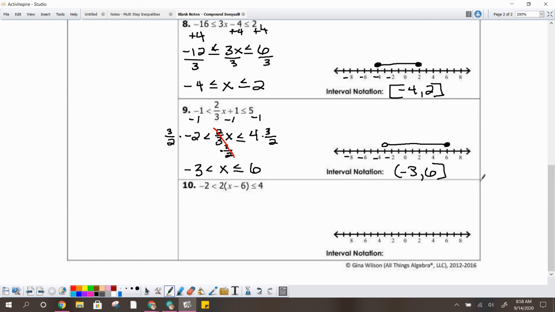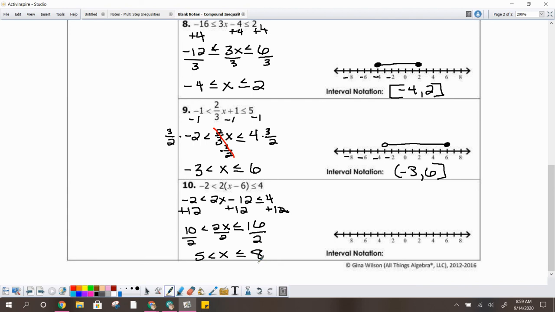And then number 10, we're going to go ahead and distribute here. So 2 times x and 2 times -6 first. So -2 is less than 2x minus 12, less than or equal to 4. Now I can go ahead and solve, add 12 to all parts. Then I have 10 is less than 2x, which is less than or equal to 16. Divide by 2, this is positive, so everything stays the same sign-wise. So then I have 5 is less than x, which is less than or equal to 8.